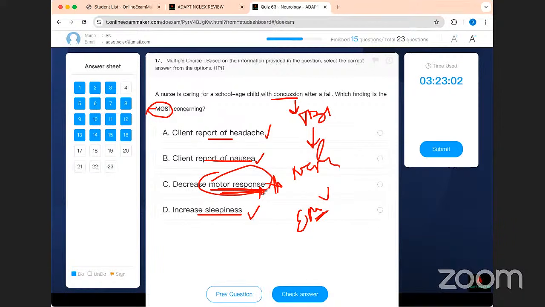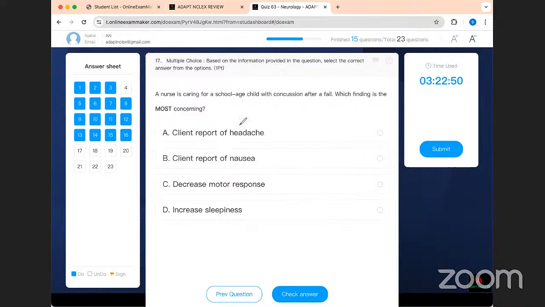When it starts having decortication or decerebration or decreased motor function, that means you have severe brain injury. So these are all early signs: nausea, headache, and sleepiness, but motor function is more dangerous. It's the same question I said, but a different kind of idea. So motor is more dangerous.